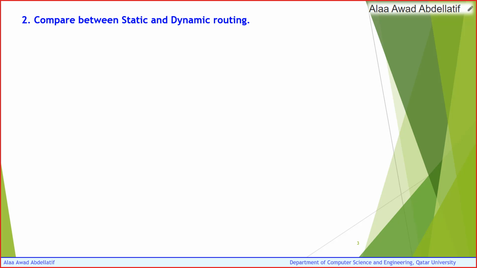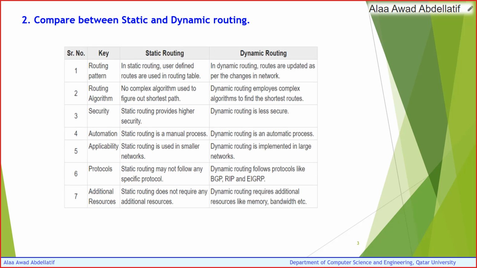In this chapter we also have many definitions and many comparisons between different techniques, different protocols, different terms. One of these comparisons is between static and dynamic routing protocols. This chapter focuses on dynamic routing protocols, but we should also know the differences between static routing and dynamic routing. This is the comparison from your slides, static routing and dynamic routing.